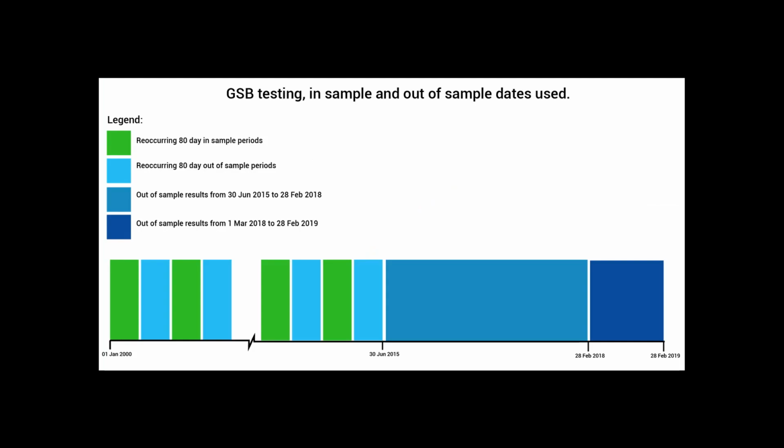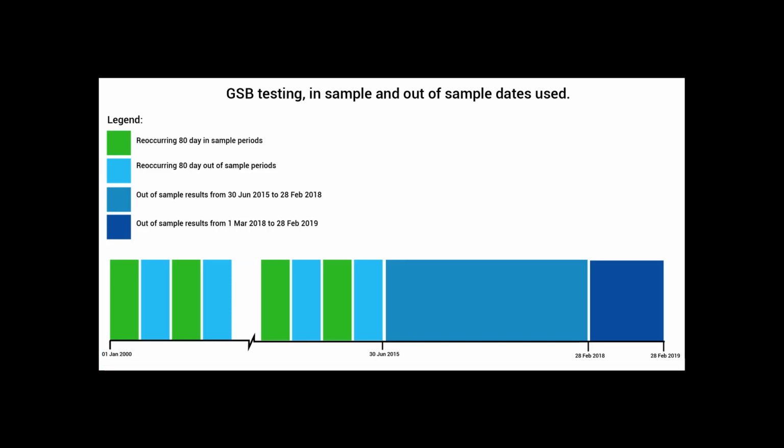We're going to give 60% of the data as unseen data in total. We're going to use from the year 2000 to 30th of June, 80-day blocks. 80 days will be in sample, then 80 days will be out of sample.